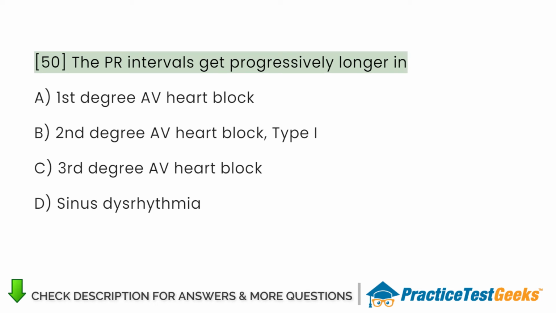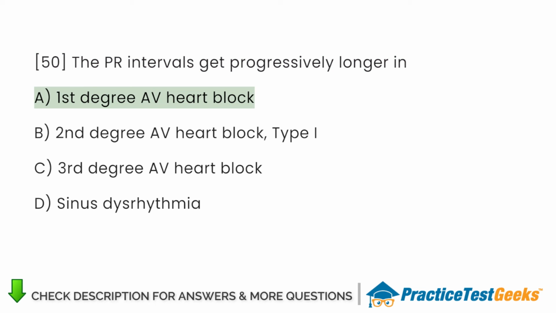The PR intervals get progressively longer in A. First-degree AV heart block. B. Second-degree AV heart block, type 1. C. Third-degree AV heart block. D. Sinus dysrhythmia.